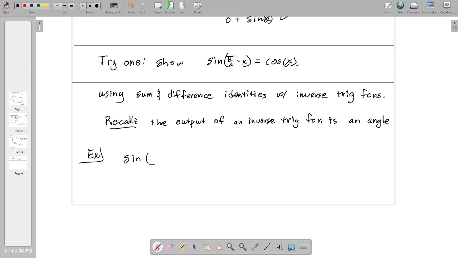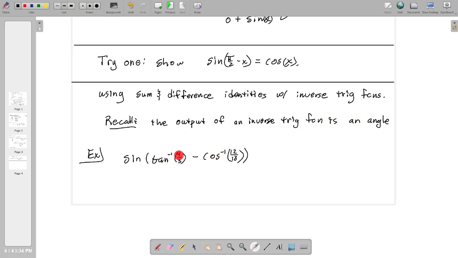So let's find sine of tangent inverse of 4/3 minus cosine inverse of 12 over 13. You might ask me, how am I supposed to do this? I've never seen anything like this before. But remember your concepts. Remember what these things represent. And remember, the output of an inverse trig function is an angle.